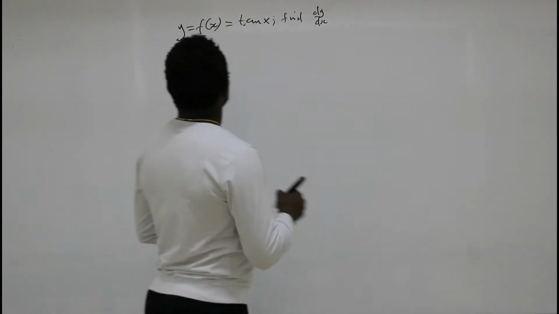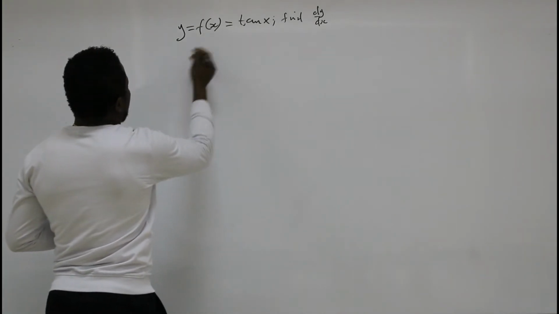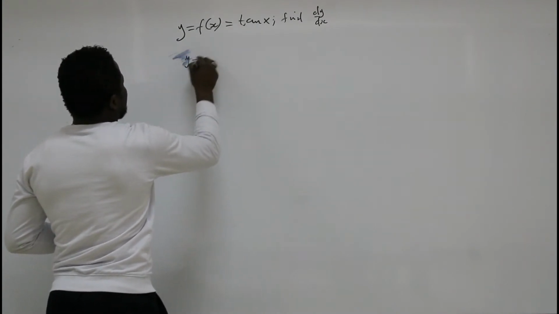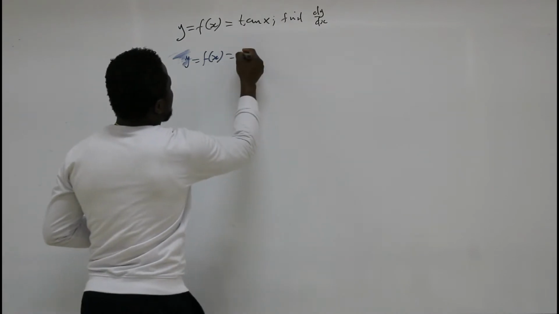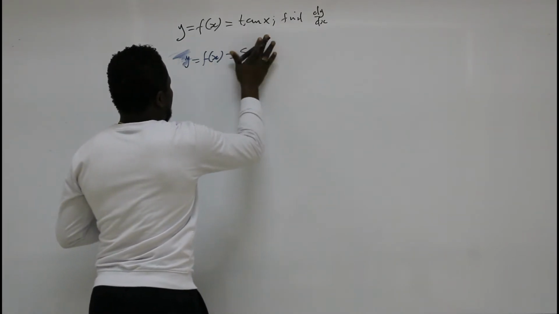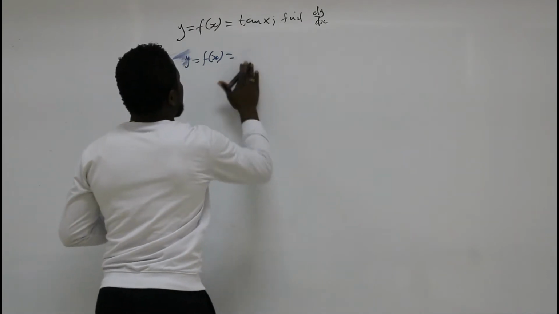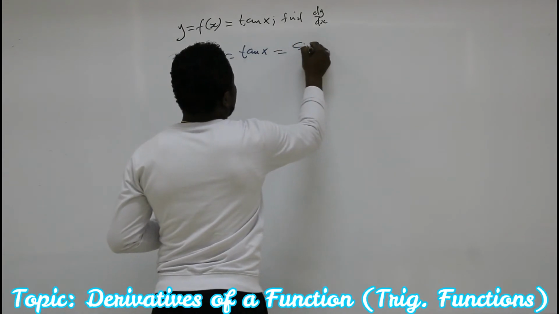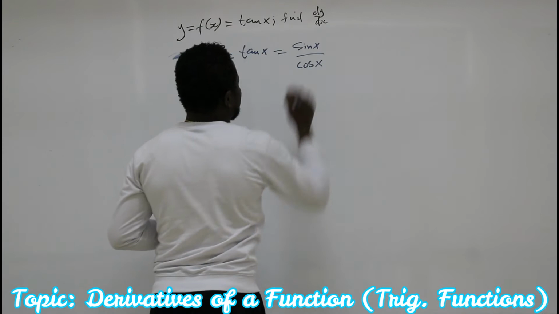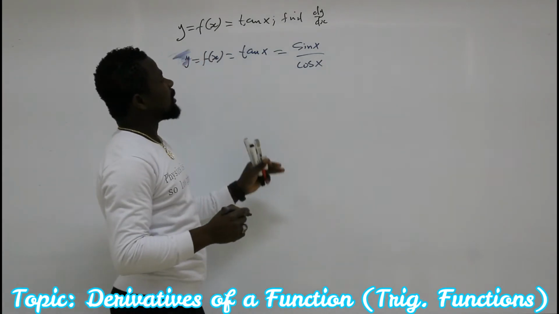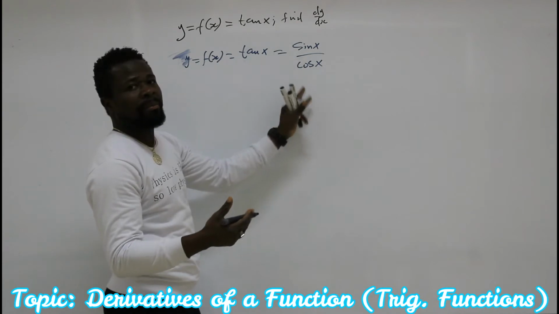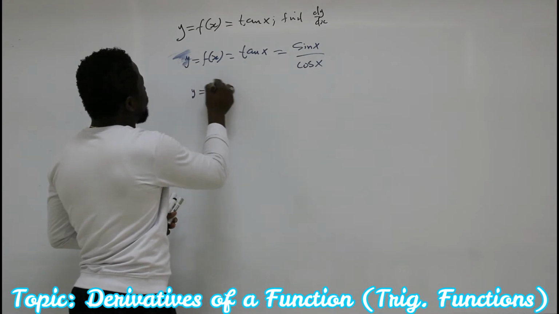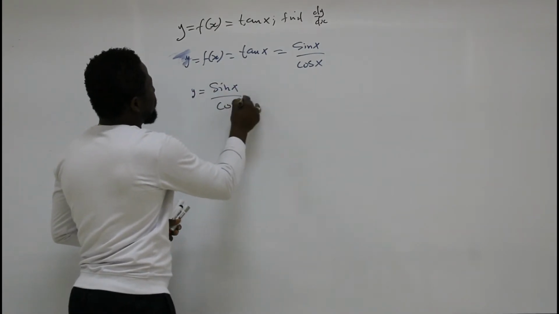Alright, so let's see. We have y equals f of x equals tan x, and tan x can be transformed into sine x over cos x. When I have this, I can solve this problem by applying the quotient rule. So I have transformed the whole function to y equals sine x over cos x.